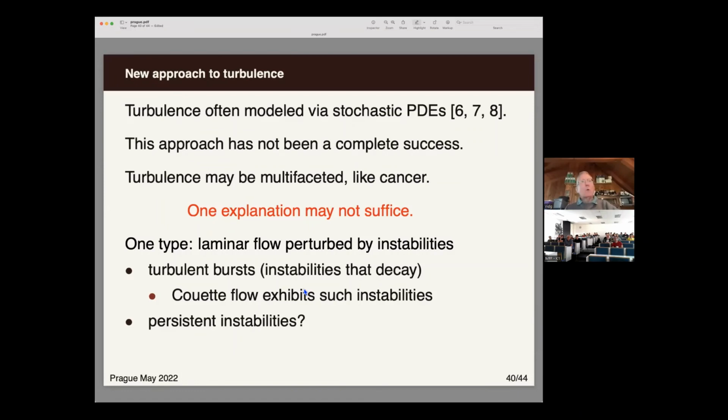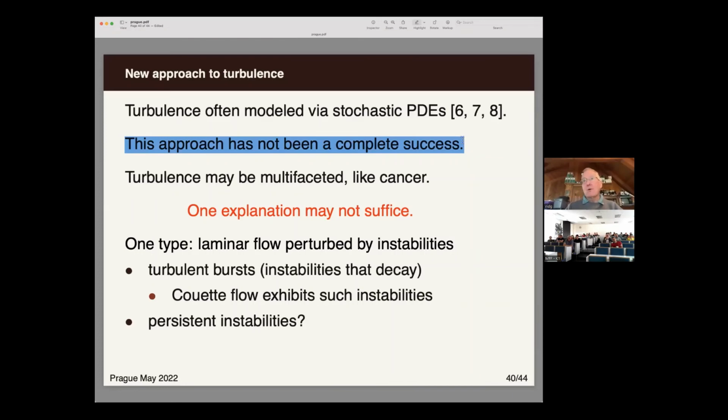Okay, so this leads to a new approach to turbulence, possibly. I studied turbulence many years ago via stochastic PDEs, as did many, many people. So using stochastic PDEs to model turbulence has a long history. What it says is that you can think of the turbulence as random, and you can do a lot of math. My opinion is, as someone who was heavily involved with it some years ago, this approach has not been a complete success.